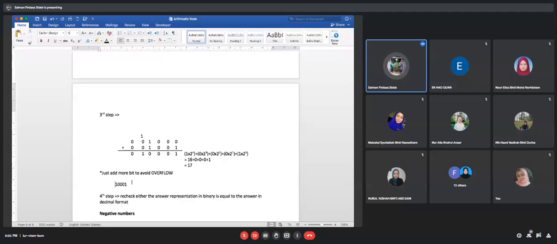So 10001 does not represent 17. It represents a negative number. So what is the real value of 10001? To get the real value of the 10001, you can use negation. Use negation to get the real value in decimal.